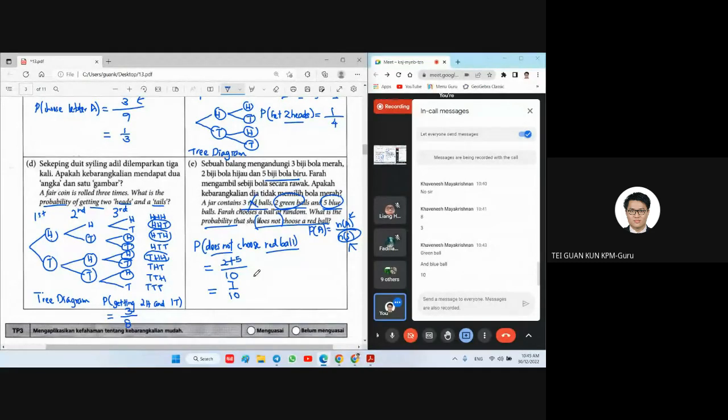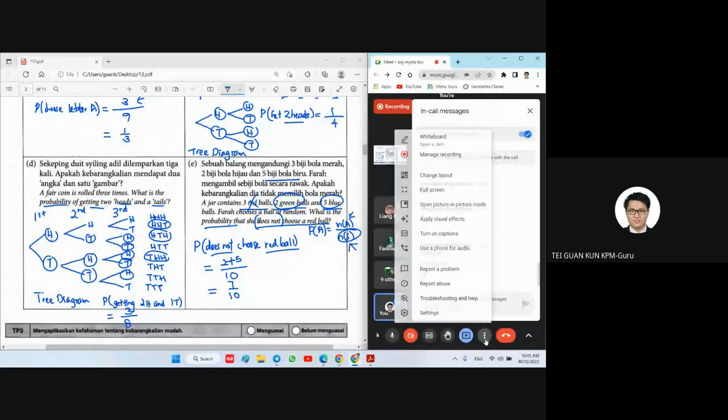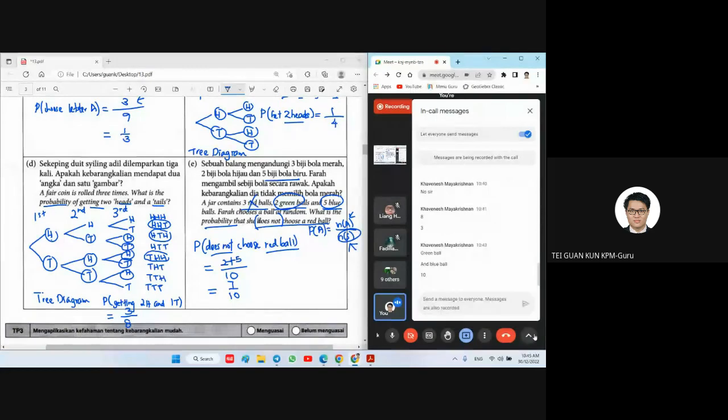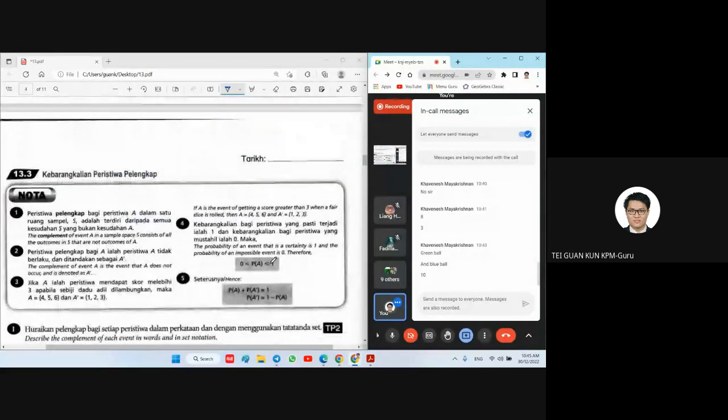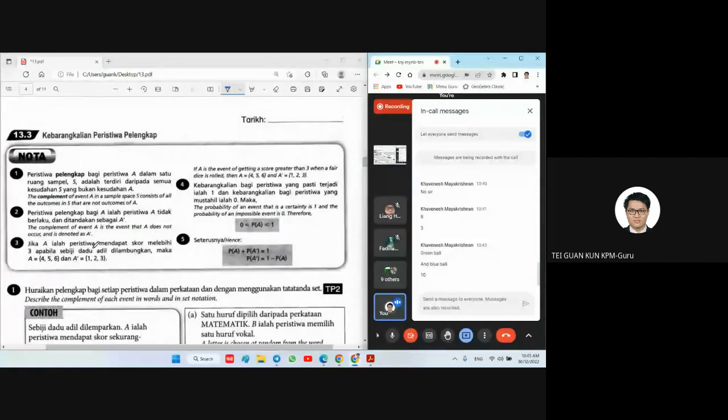Ada soalan? Ada tak soalan? Tak ada, saya teruskan. Okay, complement.